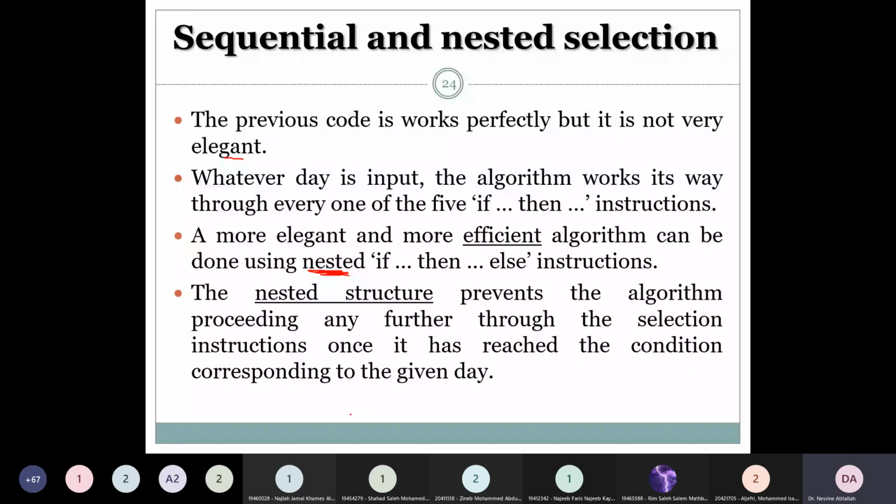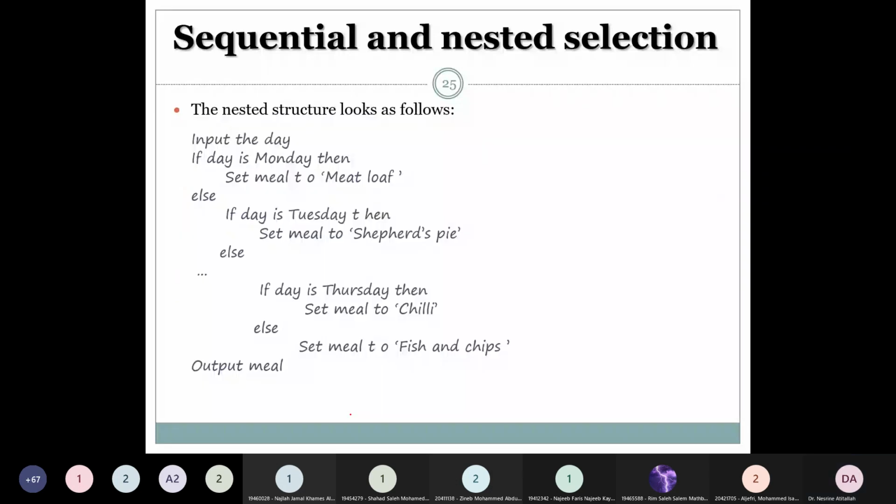So look now to the nested structure below. Input the day. If the day is Monday, then set the meal. So all this else will not be run. It will be omitted, it will be skipped. Else, if Monday is not the right day, I will not go there. I will go through the else.